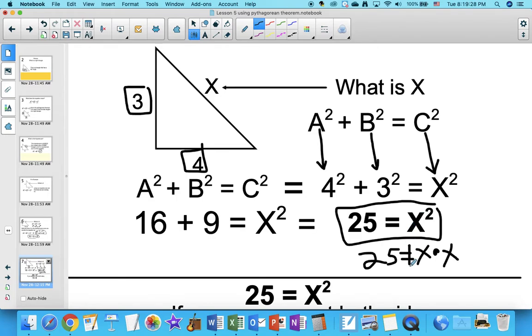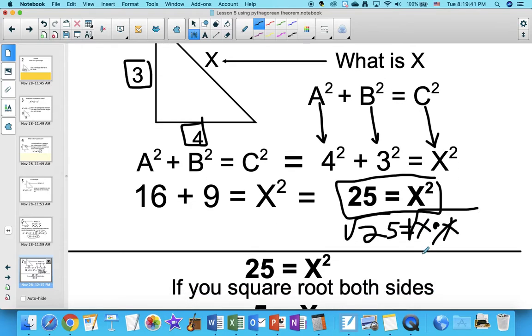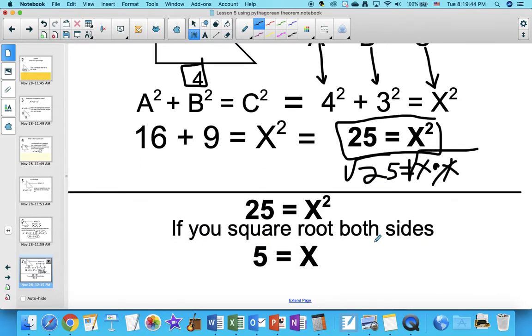So if I square root this, and I square root both sides, because whatever I do to one side, I do to the other side, well, that'll get rid of one of the x's. So now I have x by himself, which is what I want in algebra. And then I square root 25. So here we have 25 equals x squared. Again, if I want to get rid of that 2, I have to square root the x squared, and I have to square root the 25, because whatever I do to one side, I do to the other. So now I get rid of that, which makes it just x, and the square root of 25 is 5.